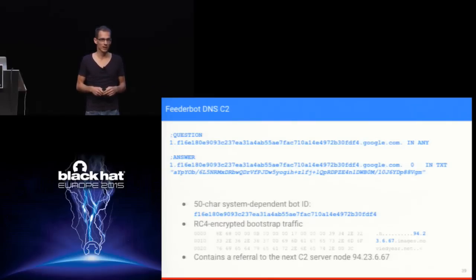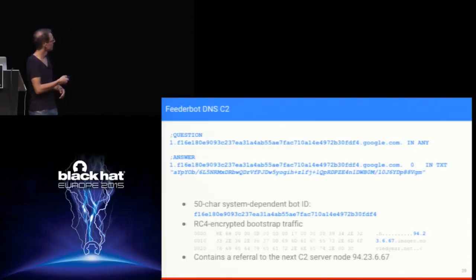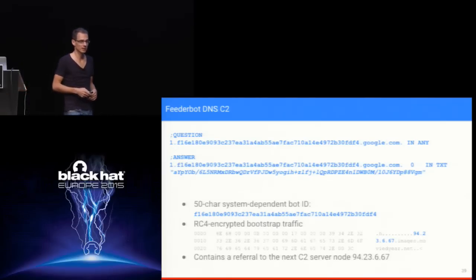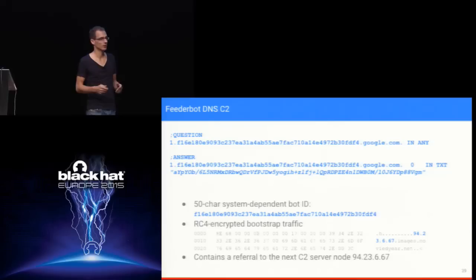If we take a look at the decrypted response that's given as a hex dump down here, we basically see that there is an IP address as an ASCII string in there, and that IP address is used as the next stage C2 server that the malware then contacts in order to get more information about its tasking. So to sum up, it contains a referral to the next C2 server node, which is at the IP address that's on the slide.